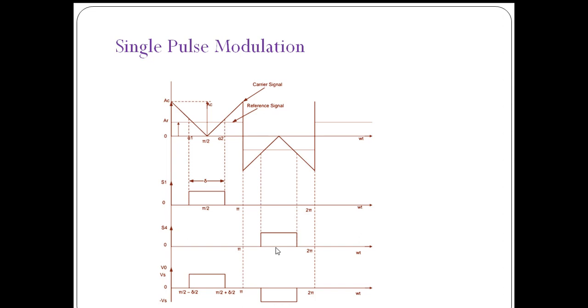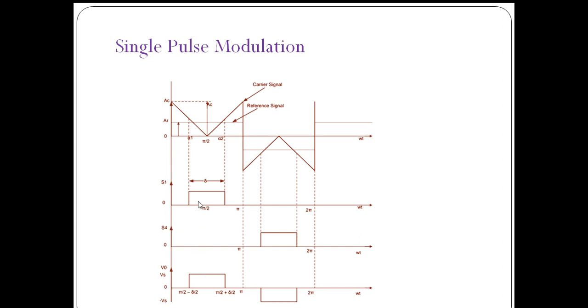and the range of the pulse width 2D varies from 0 to pi. The output voltage is controlled by varying the pulse width. If this pulse width is increased, the average value of output will be increased. If the width of the pulse is decreased, accordingly the output voltage will be reduced.